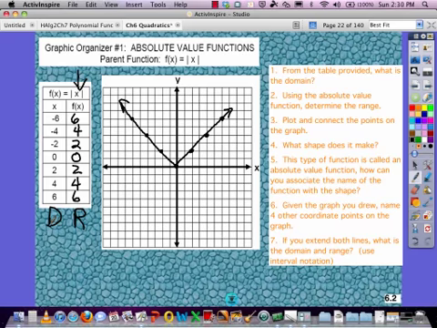Number 5, this type of function is called an absolute value. How can you associate the name of the function with the shape? Hopefully, right here. Absolute value graphs into a V. Given the graph you drew, name 4 other coordinate points on the graph. Now, you could keep going up with whole numbers, or we could just do some of the nice and easy ones. We did evens here. Let's just go with 1. What's the absolute value of 1? 1. If I go negative 1, it should be positive 1. 3, 3, negative 3, 3. You could go fractions. Absolute value of 1/2 is 1/2.